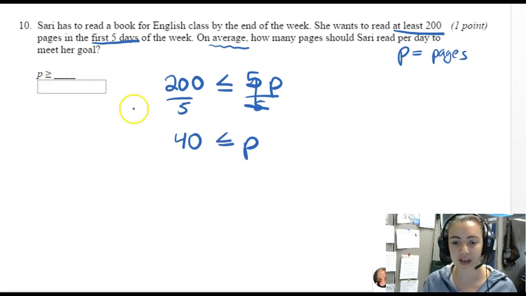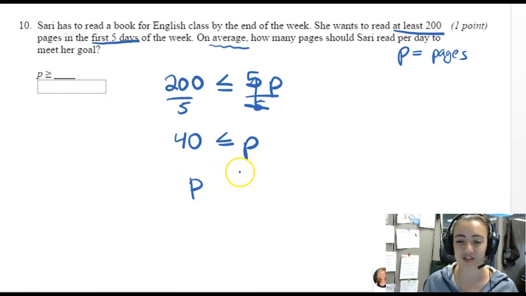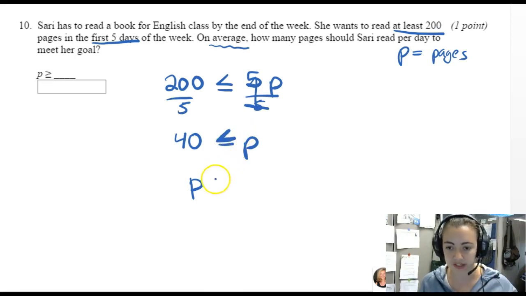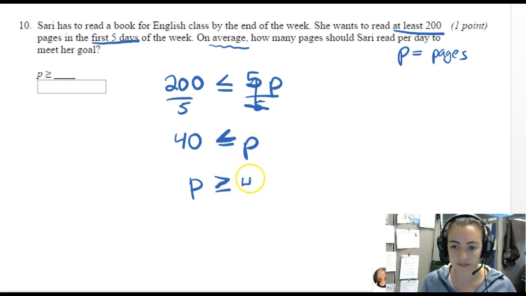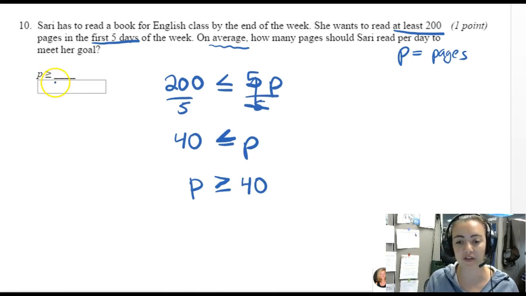Now this doesn't look in the same form, so if you ever find this, then we rewrite it so the variable's to the farthest left, and I always look at what does it look like? Well, it's opening towards the P. So there we go. Now it looks like what they want you to enter it in. So P is greater than or equal to 40.